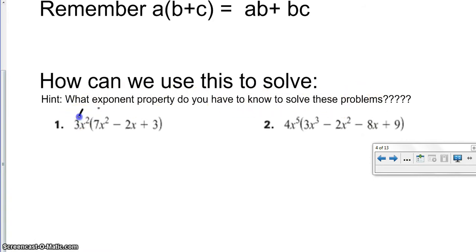Well, distribute the 3x squared coefficient to 7x squared, and you get 3 times 7 is 21. x squared times x squared is x to the 4th. 3x squared times negative 2x, 3 times negative 2 is negative 6, x to the 3rd, and finally plus 9x squared. So it's very simple if you have a monomial times a polynomial. Go ahead and do number 2 by yourself.